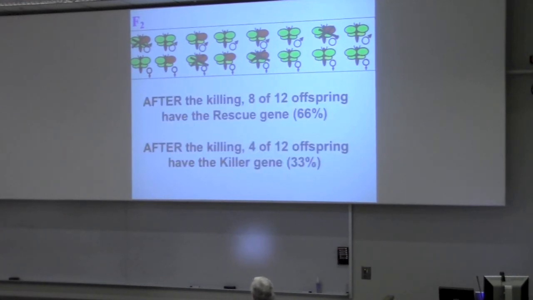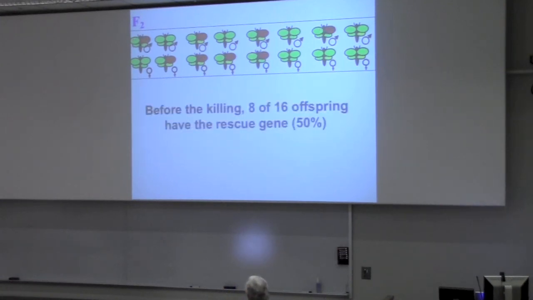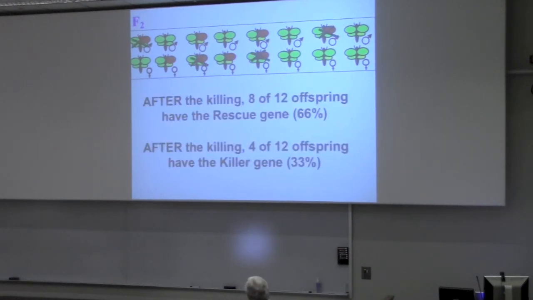So if you count all of this up, what you see is that after the killing, instead of having 50%, right, let me go back for a second. All right. If you count these up, each of these alleles for the killer and the rescue are at 0.5, because that's what you released. But after the killing, you're going to wind up with 8 out of the 12 survivors having the rescue gene. So it went from 0.5 to 0.66, right, because you've knocked out all these individuals that don't have the rescue gene. But after the killing, only 4 out of the 12 offspring are going to have the killer gene, because whenever the killer gene was alone, it got knocked out of the population. So basically you're having this push-pull kind of thing.